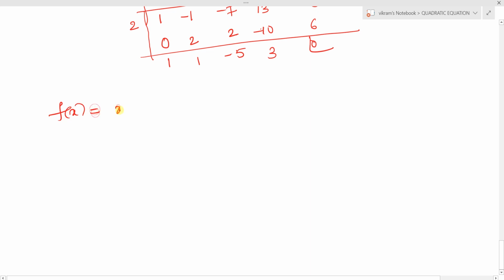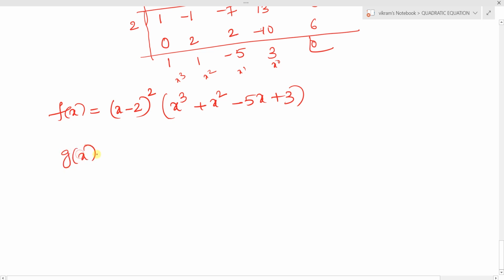Okay, right, now we can write f of x as x minus 2 is repeated, that means x minus 2 whole square into, here it is x power 0, x power 1, x square and x cube. Why? Because it is an x power 5 polynomial. Then we can write this x cube plus x square minus 5x plus 3. Okay, now let's consider the quotient g of x as x cube plus x square minus 5x plus 3.